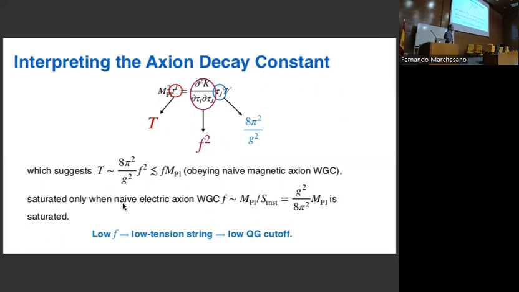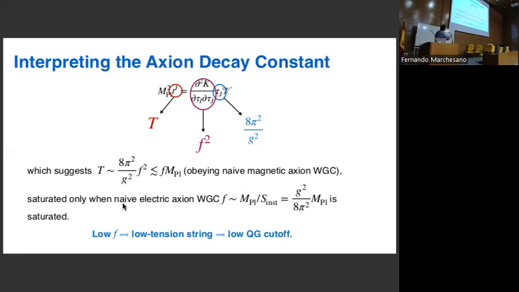Such axion strings would obey the magnetic axion weak gravity conjecture, which says their tension should be less than f times m Planck, provided that f is smaller than g squared over 8 pi squared times m Planck, which is actually the electric axion weak gravity conjecture, if we plug in the instanton action for the gauge theory. And so in this context, we would conclude that if we don't saturate the electric axion WGC, then we expect the magnetic axion WGC to also not be saturated and to have some room to spare.